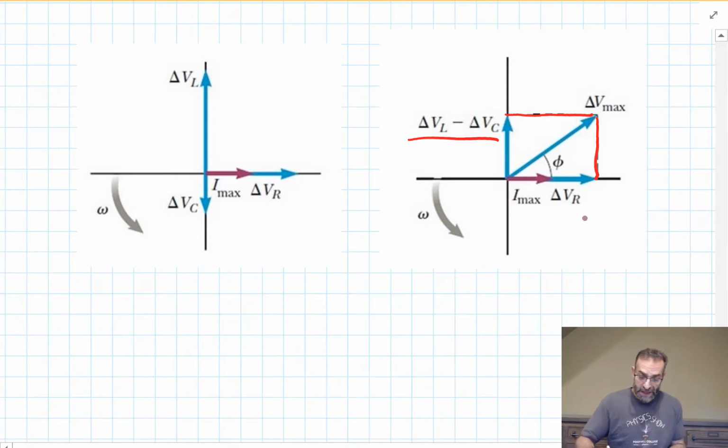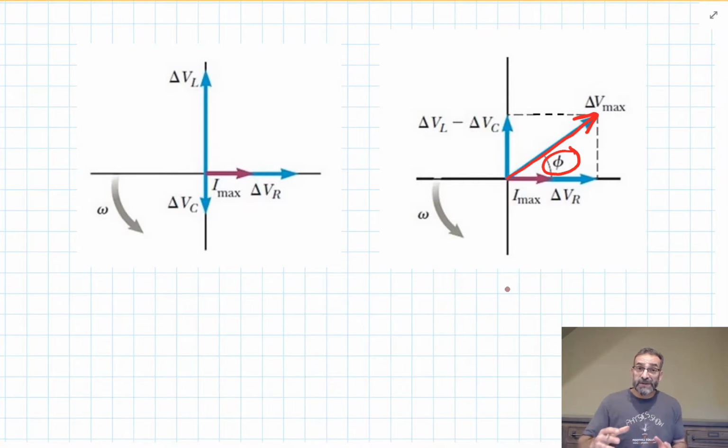When we add these two vectors, we get the hypotenuse of this triangle. So our maximum voltage now points in this direction, and it makes an angle with respect to I maximum. That's not 90 degrees. It's some other angle. It depends on our circuit. It depends on the value of our C and L.